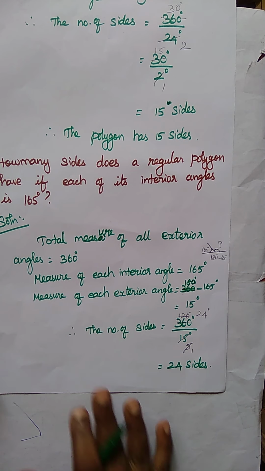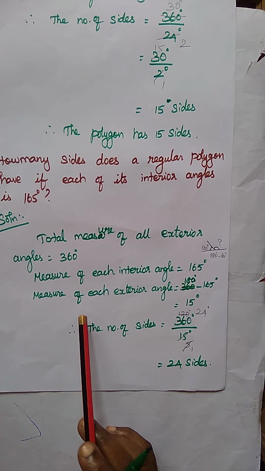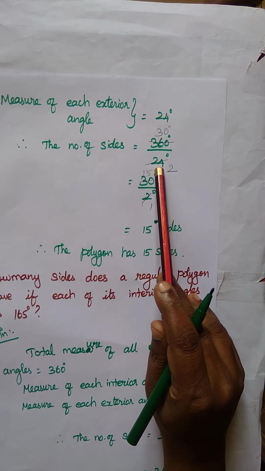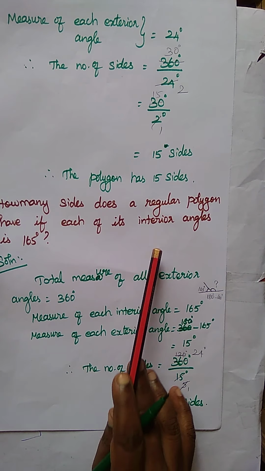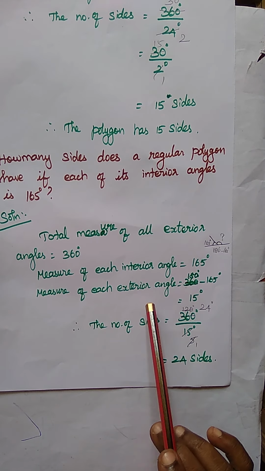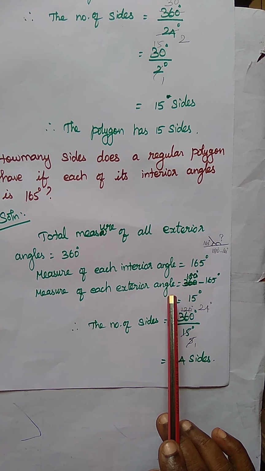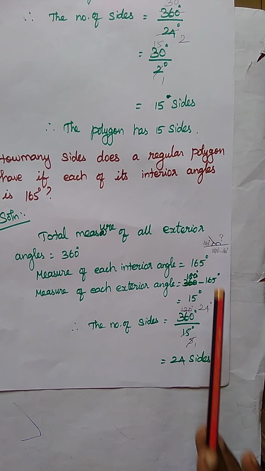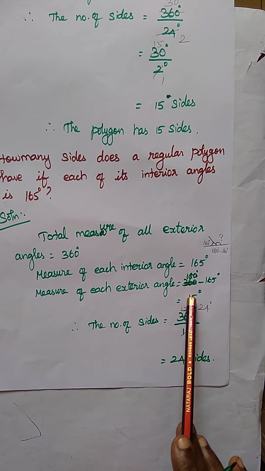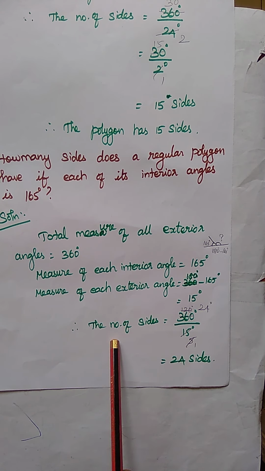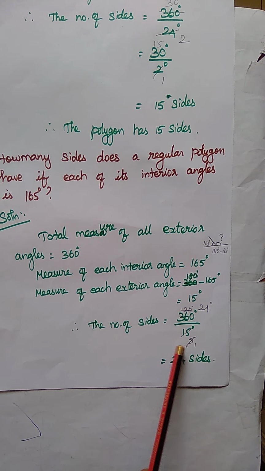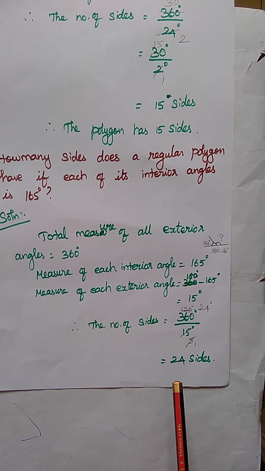Clear? So if the exterior angle is given, you directly divide 360 degree by the given angle. But suppose the interior angle is given, we are going to find the exterior angle. So exterior angle is equal to 180 degree minus the given interior angle. Subtracting, we get the exterior angle. Afterwards we are going to find the number of sides. That is 360 degree divided by the exterior angle. So dividing, we get the number of sides and can find it out. Okay.